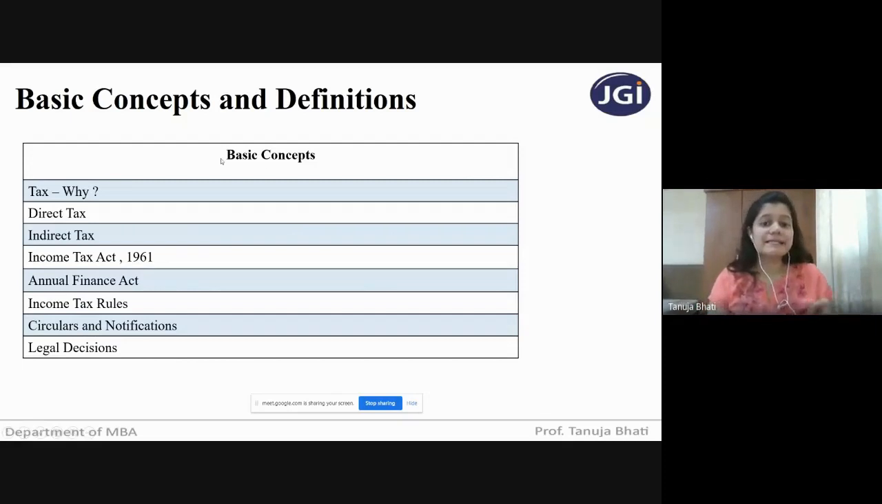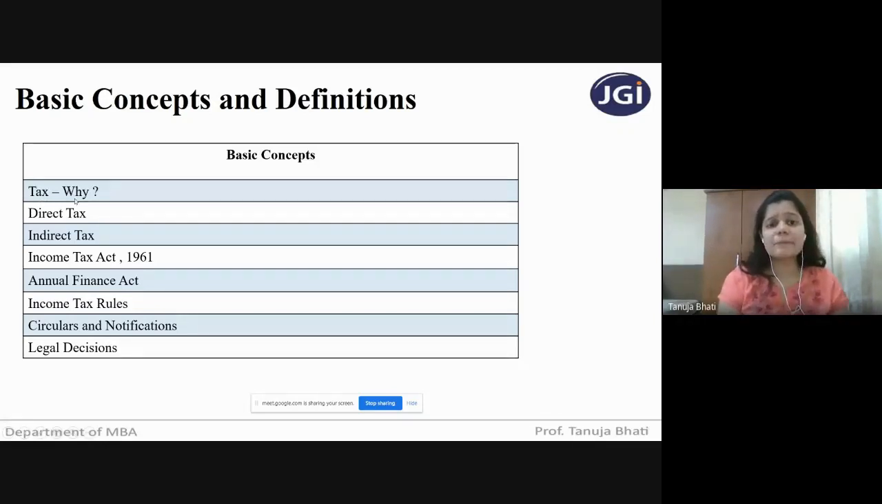Now, there are certain basic concepts that you need to know before we go into detail about taxation. First of all, you should know the meaning of tax. Tax is nothing but any amount collected by the government, like a fee or a payment. The government is the only authority that has the power to collect tax. So is it clear what tax is?